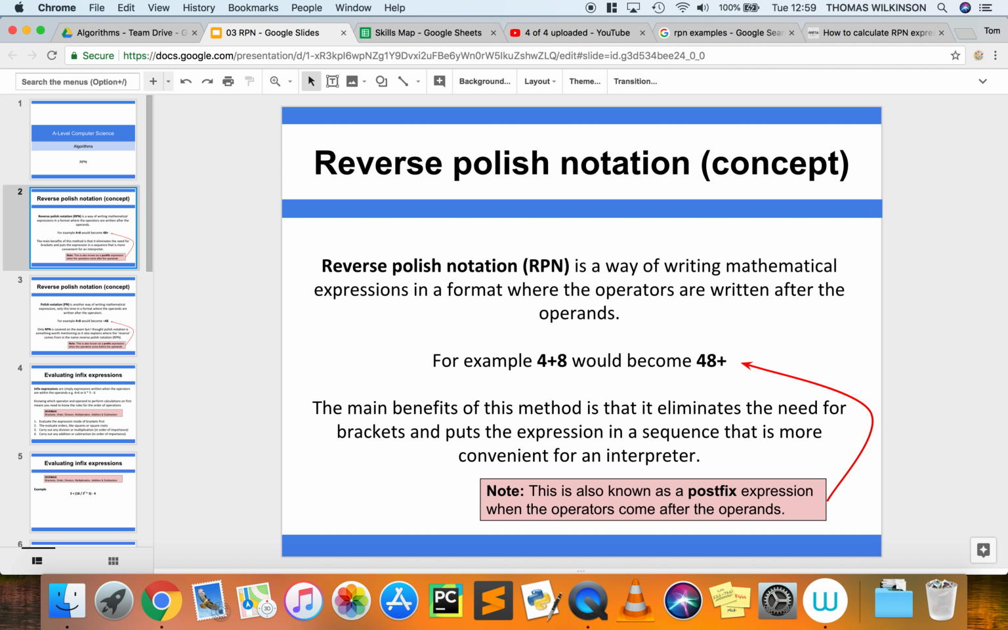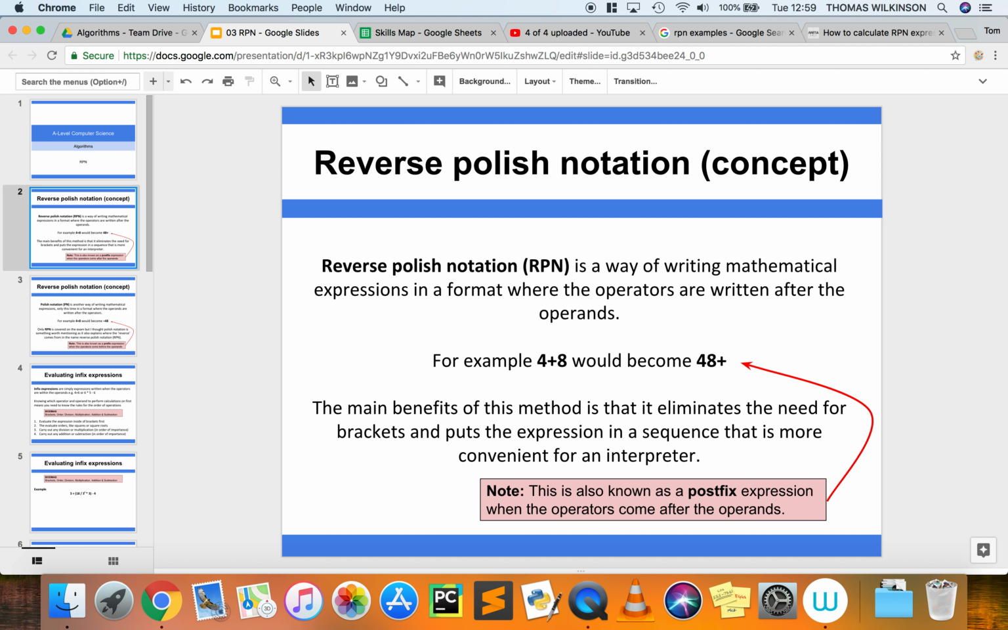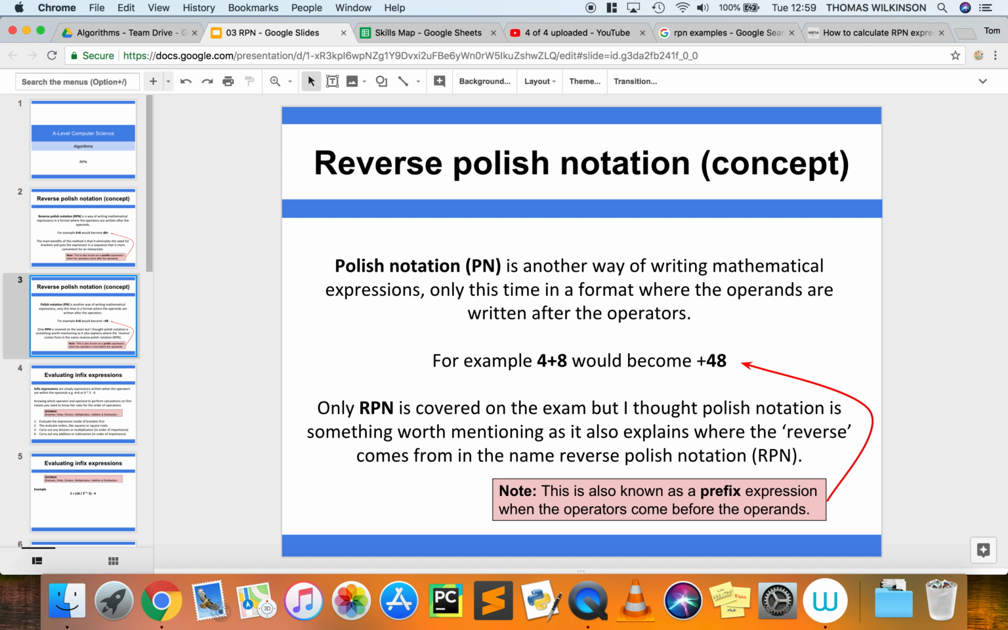Now, why we do this, there are two main benefits, and you need to be aware of this for the exam, because if they were to come up, and they have come up, a 2-mark answer is: it eliminates any need for any brackets, and it puts the expression in a sequence that is more appropriate for the interpreter to be able to deal with. So two key points there before you move forwards that you need to have an awareness of for the exam situation.